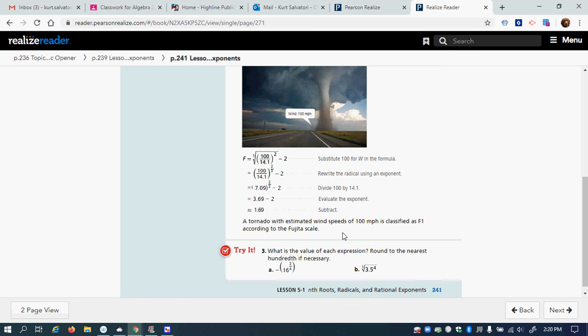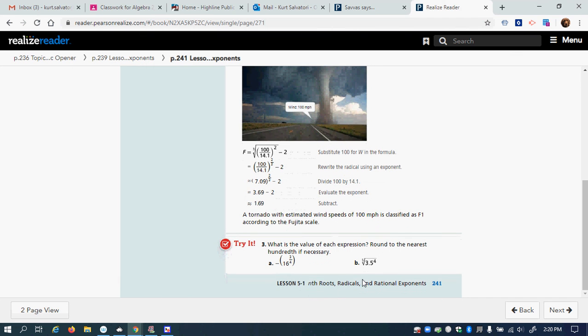So a tornado estimated with a speed of 100 miles per hour is classified as an F1 according to Fujita's scale. So I'd like you to do the same thing with these two try-it problems, okay? And turn those in as well with the other problems.